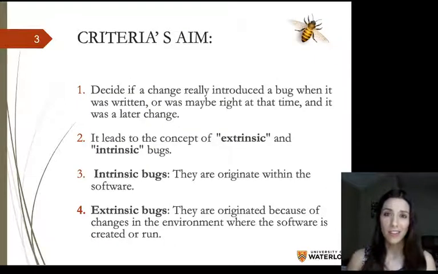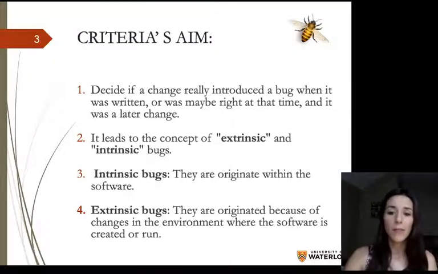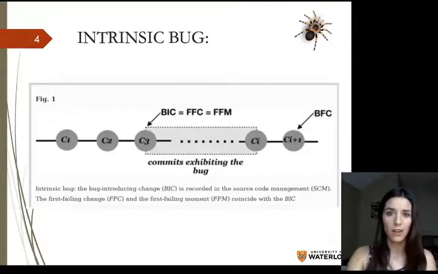With this criteria that I just mentioned, we try to decide if a change really introduced a bug when it was written, or if the change was maybe right at that time and it was later changed due to specific changes in the specifications or external APIs. This criteria leads to the concept of extrinsic and intrinsic bugs. And this is important because while intrinsic bugs are originated within the software, extrinsic bugs are originated because of changes in the environment where the software is created or run.